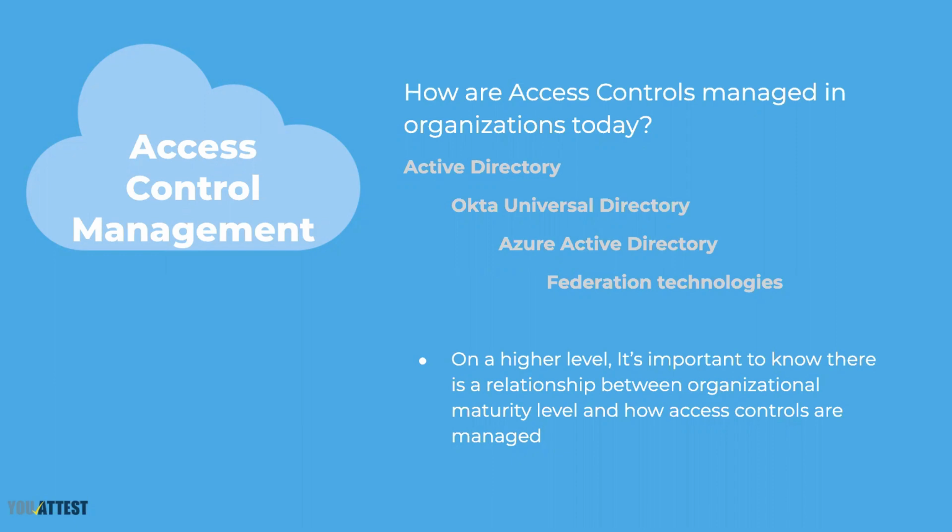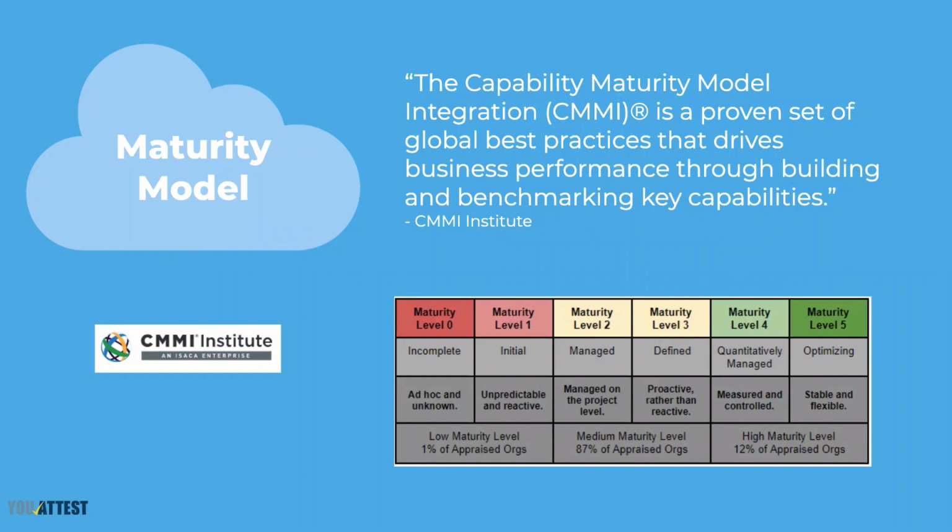On that higher level, it's important to know there's a relationship between organizational maturity and how access controls are managed. Let's move on to the next slide, please. When you're talking about maturity, and I'm sure most attending here are familiar with the different maturity models, one of the best known is the CMMI Institute's capability maturity model integration. I know this particular model's application primarily in the area of security governance and risk assessments. It's widely used for benchmarking business performance capabilities, and it can be applied to almost any activity within the business.